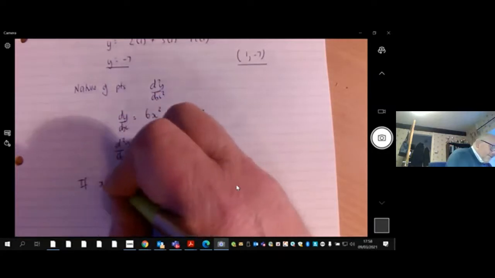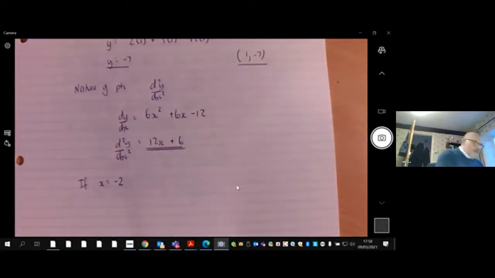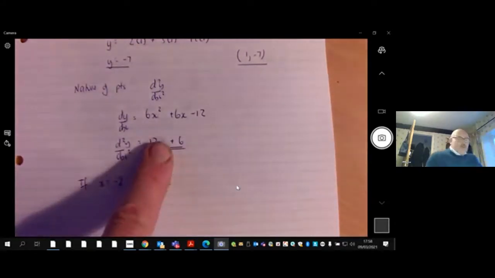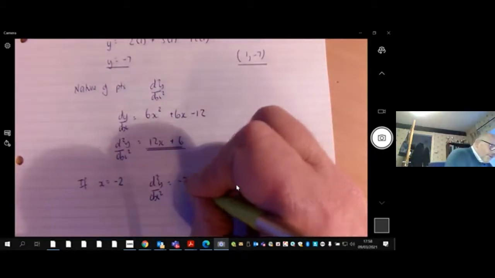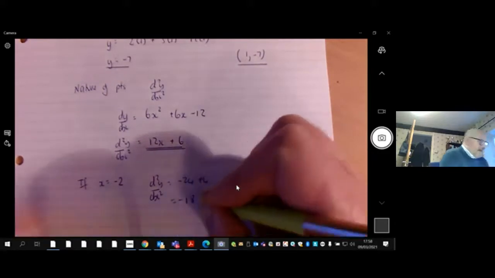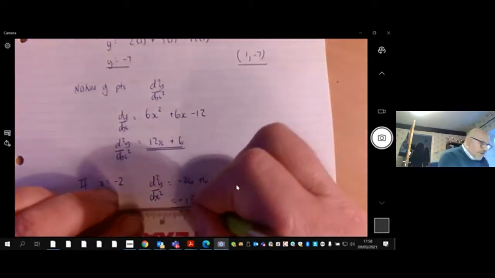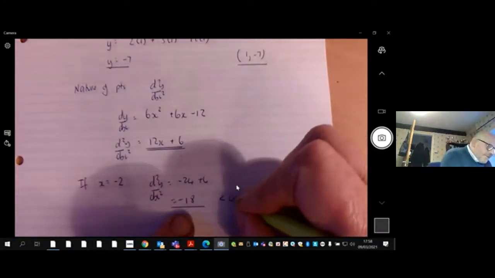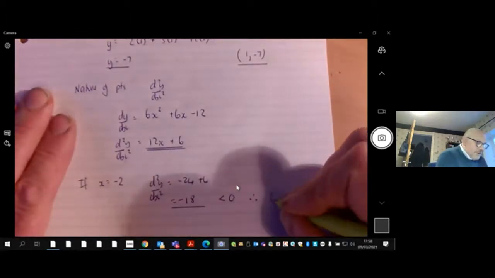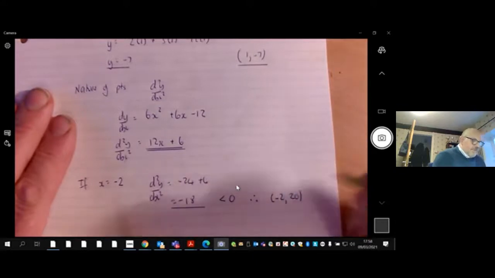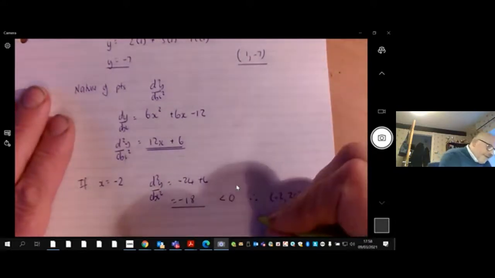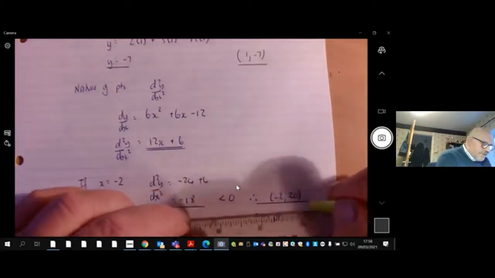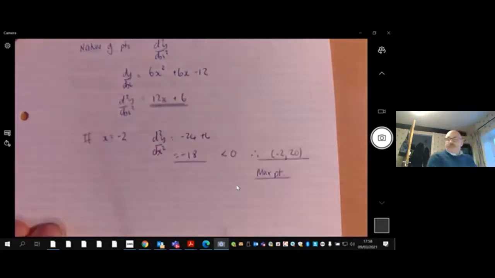If x equals -2, d2y by dx squared is, substituting -2 in there, -24 plus 6, which equals -18. The actual number is irrelevant. It's negative, so that is less than 0. Therefore (-2, 20), I've worked out that point before, remember, is a maximum point. Tell the examiner, well, I've worked that out. It's a maximum point.